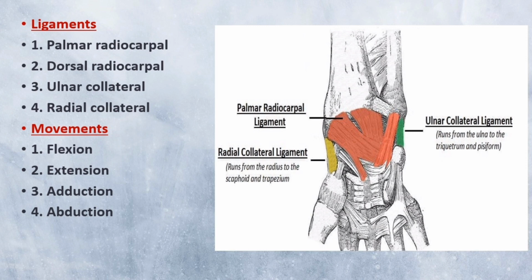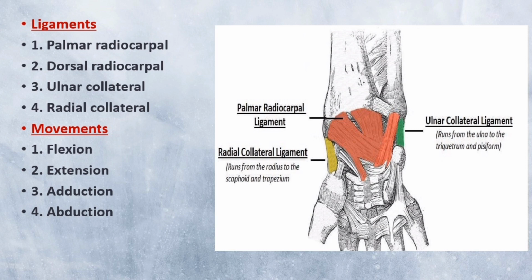Palmar radiocarpal, located on the palmar, anterior side of the joint. It passes from the radius to both rows of carpal bones. Its function, apart from increasing stability, is to ensure that the hand follows the forearm during supination. Dorsal radiocarpal, found on the dorsum, posterior side of the hand. It passes from the radius to both rows of carpal bones. It contributes to the stability of the wrist, but also ensures that the hand follows the forearm during pronation.